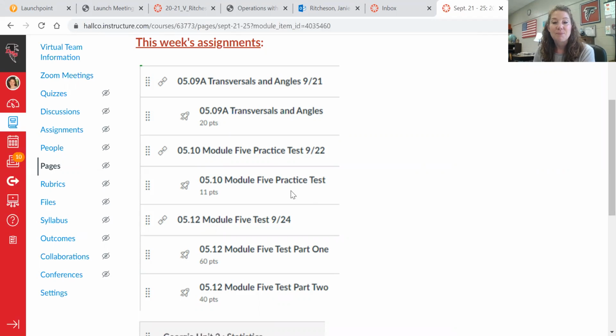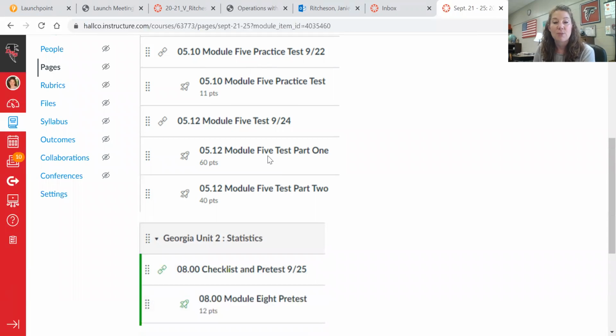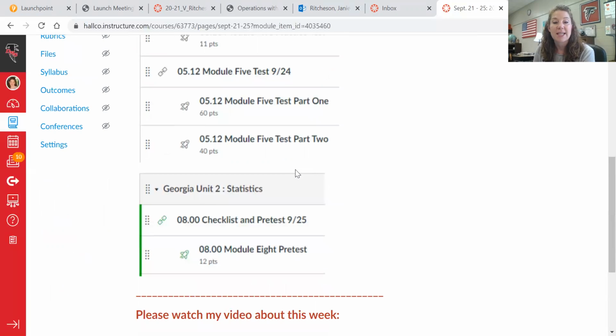On Thursday, you have your test. Now your test will only be active on Thursday, so you can't do it anytime you want. Make sure all of you get it done on Thursday, and do notice that there are 2 parts. You have to do both parts, part 1 and part 2. And then Friday, you're going to just take a pre-test for our next unit.